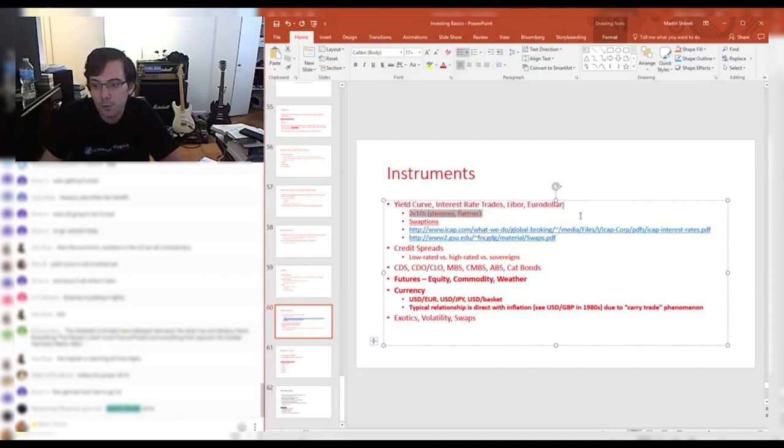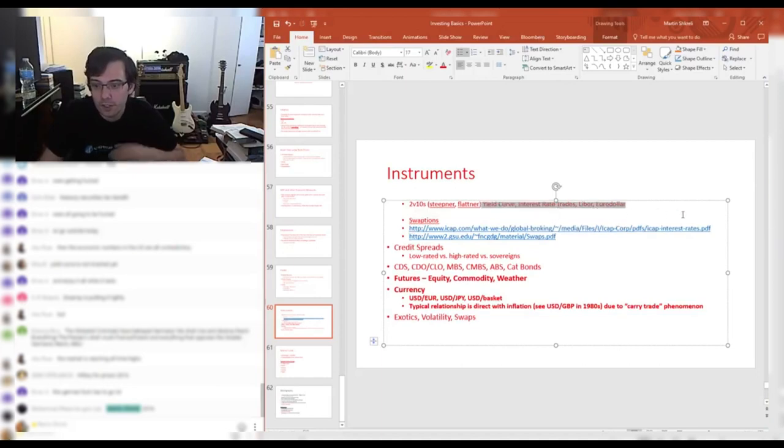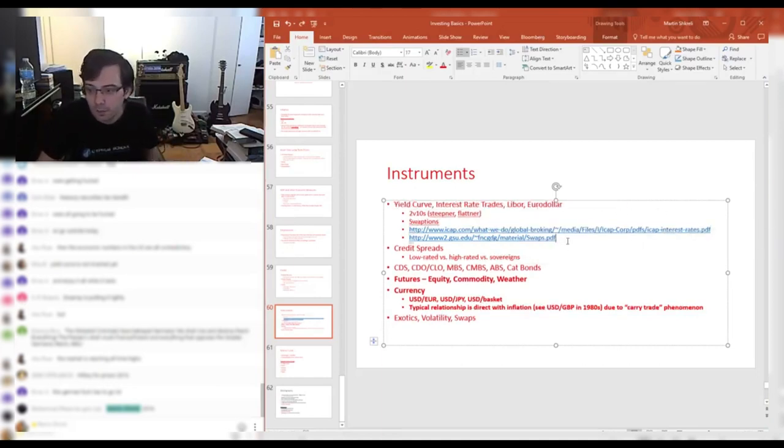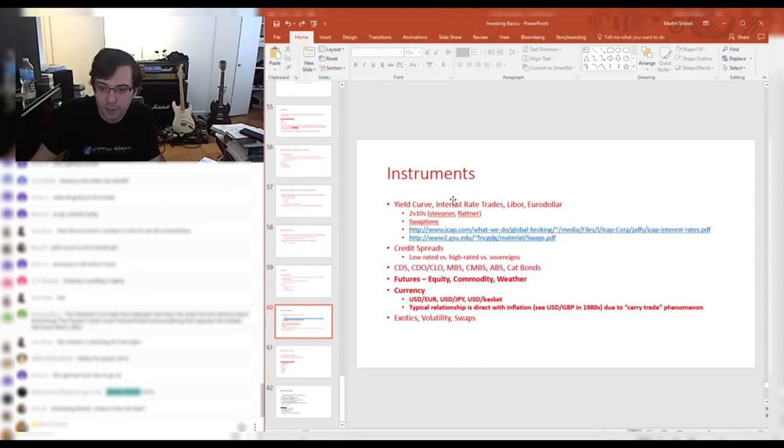Now there's things like LIBOR and swaps that trade on LIBOR, floating rate versus fixed rate swaps. I actually pasted this thing from ICAP, which you can look at, and then also this academic study. And again, if you're having trouble finding this, there's a link in the description box, and I'll post it again.